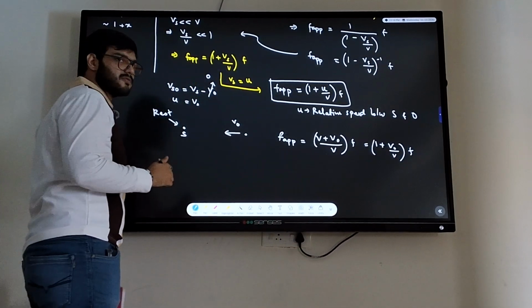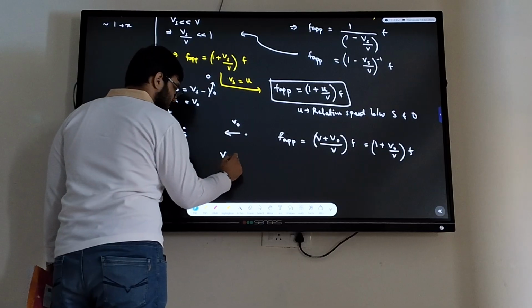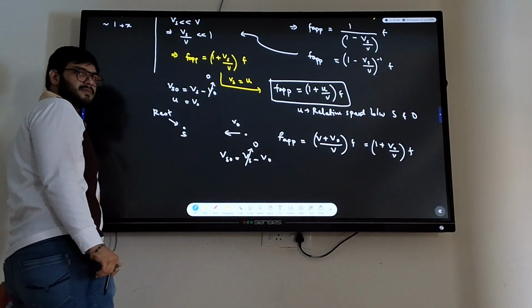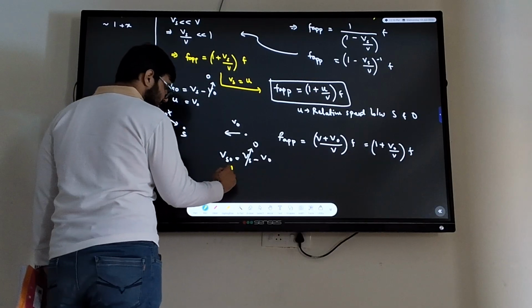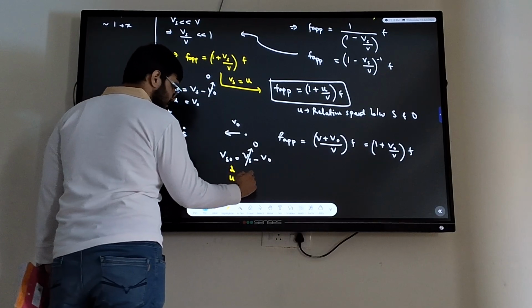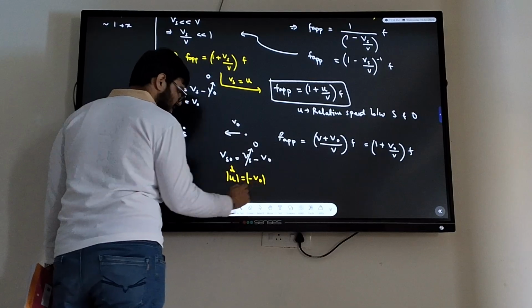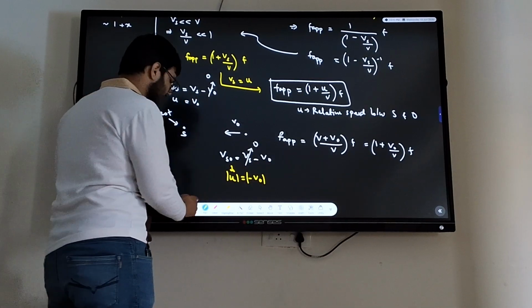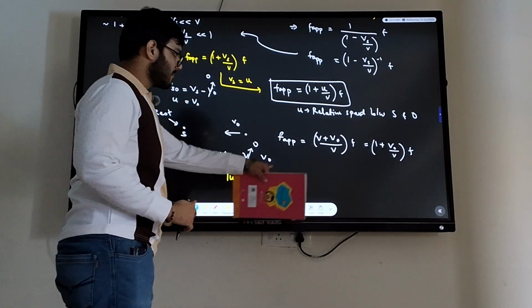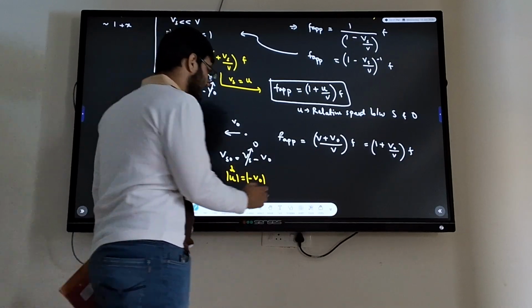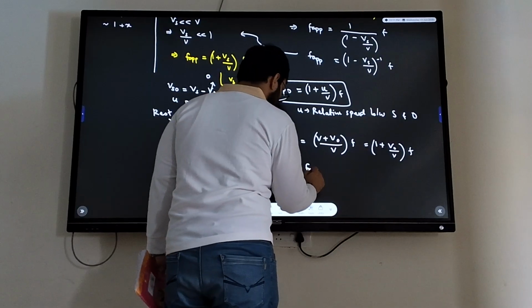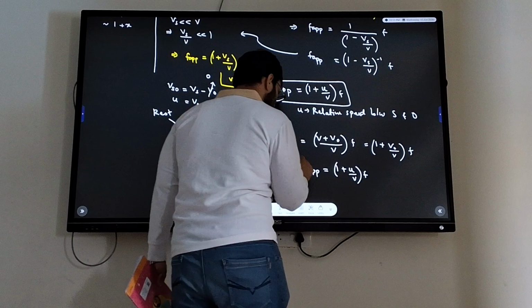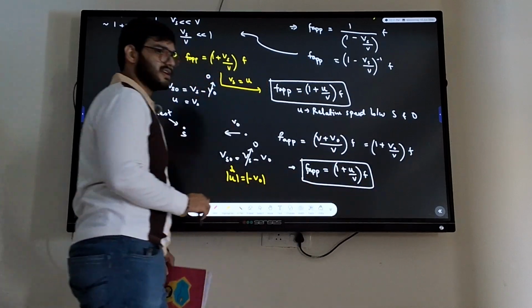What is Vso or Vos, whatever? What is Vso? Vs minus Vo, but Vs is equal to 0 this time. And let me call the Vso the relative speed again, that's minus Vo. If I take the magnitude of it, because we are talking about speeds, it doesn't matter. So the speed is just the Vo, yes or no? So that means you find F apparent equal to 1 plus u by v again into F, where u is again the relative speed.